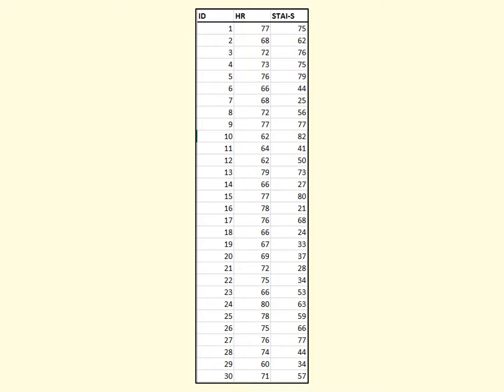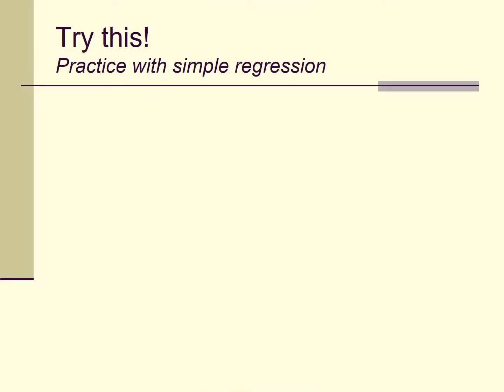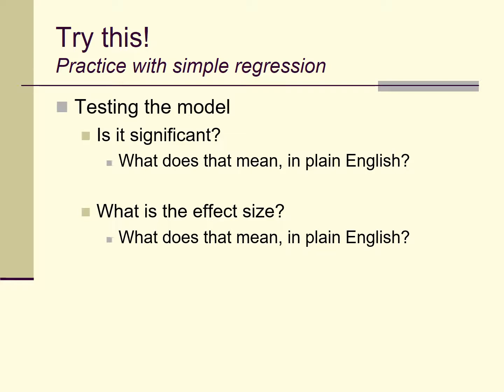So okay, what we're trying to do here is test the model, and by that I mean test to see whether an augmented model that includes the predictor variable baseline heart rate to predict anxiety is a better fit for the data than a compact model which does not include that predictor variable, which instead only predicts anxiety based on average level of anxiety for the sample. And so work through this in Excel or in SPSS and ask yourself, is this model significant? And explain what that means in plain English if you can.